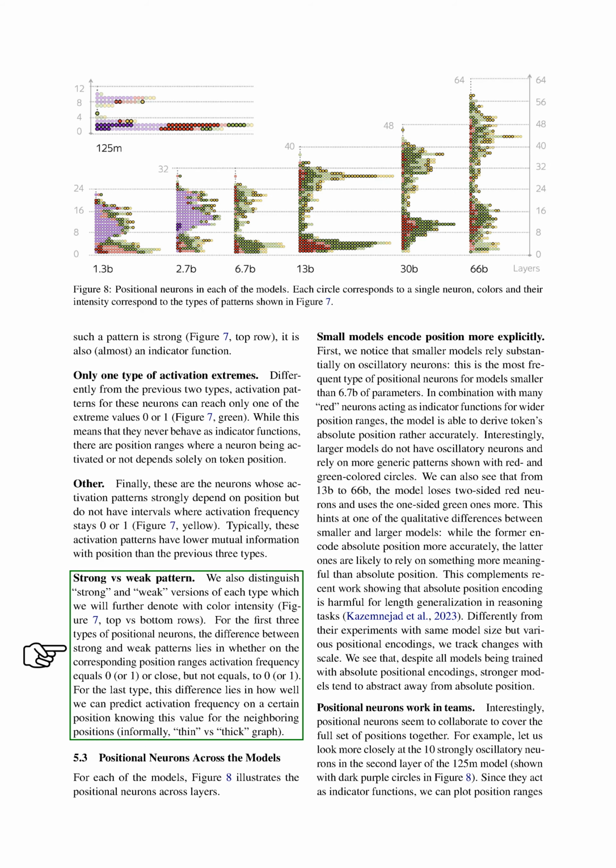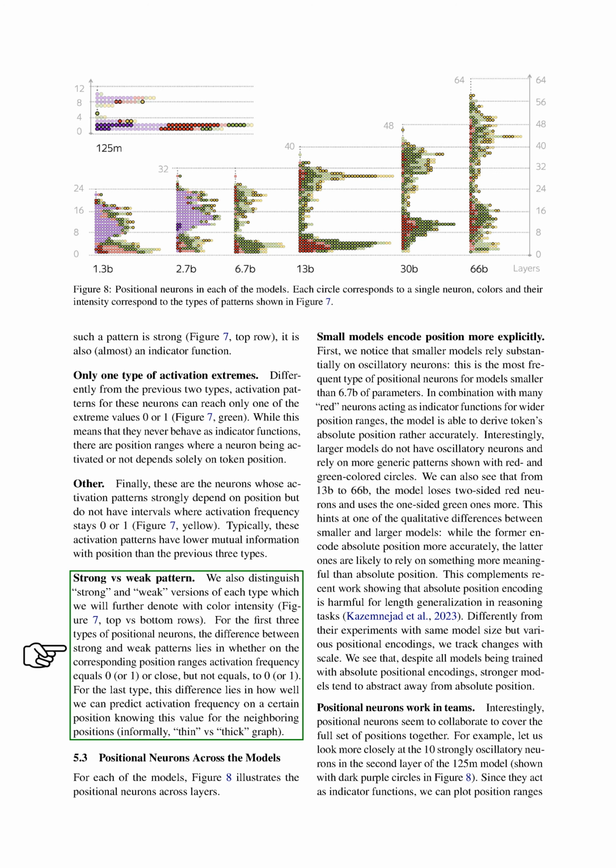We also distinguish between strong and weak versions of each type. For the first three types, the difference between strong and weak patterns lies in whether the activation frequency equals 0 or 1, or is close to, but not equal to, 0 or 1. For the last type, the difference lies in how well we can predict activation frequency on a certain position, knowing this value for the neighboring positions.